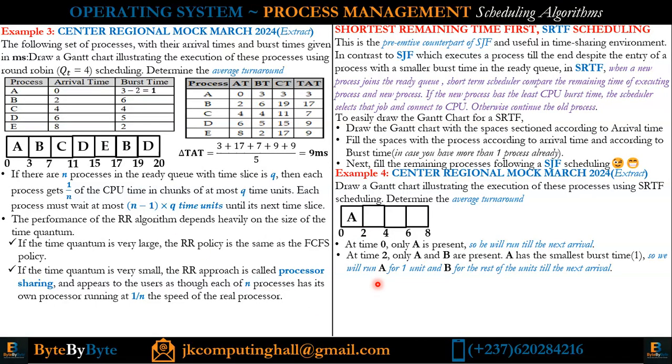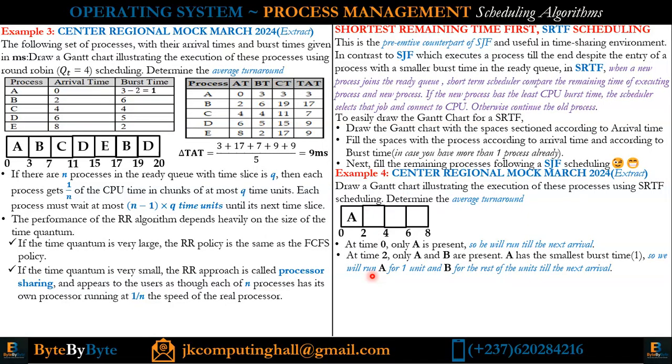What happens? At time 2, A and B are present and A has the smallest burst time, because when there are only two processes, we compare who has the smallest burst time and execute it. A has the smallest burst time because A is left with 1 unit, whereas B has 6 units. So we will run A.